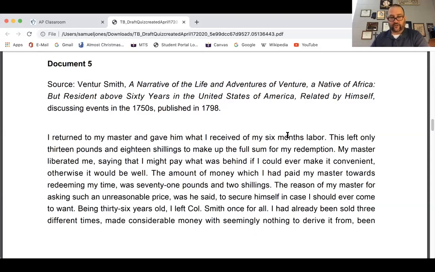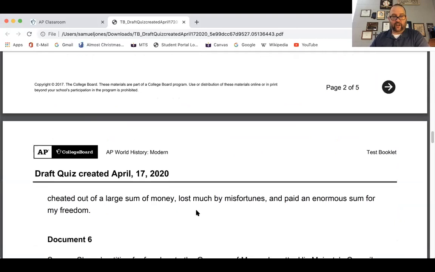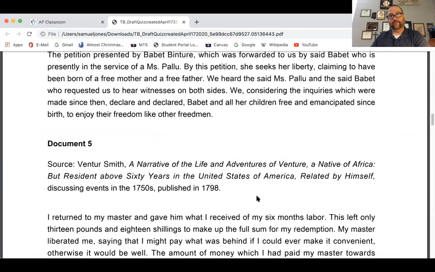Being 36 years old, I left Colonel Smith once and for all. I had already been sold 3 different times, made considerable money with seemingly nothing to derive it from, been cheated out of a large sum of money, lost much of my misfortunes, and paid an enormous sum for my freedom.